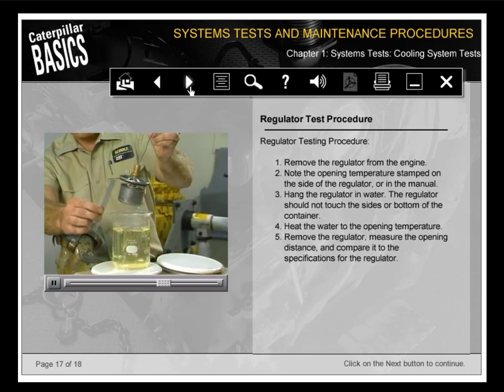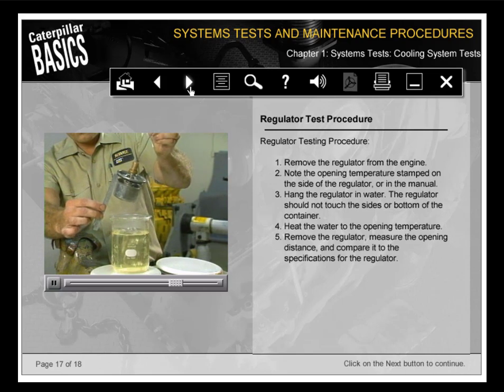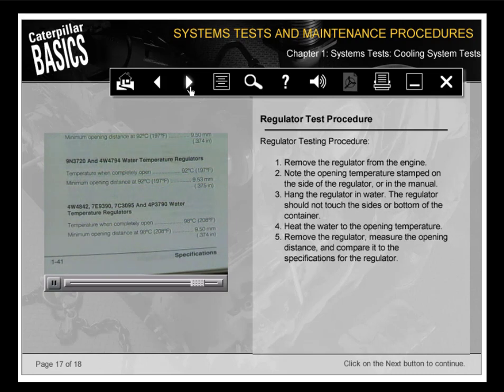The valve should be fully open when the temperature reaches the stamped value. Measure the opening distance. Check the specifications and replace the regulator if necessary.